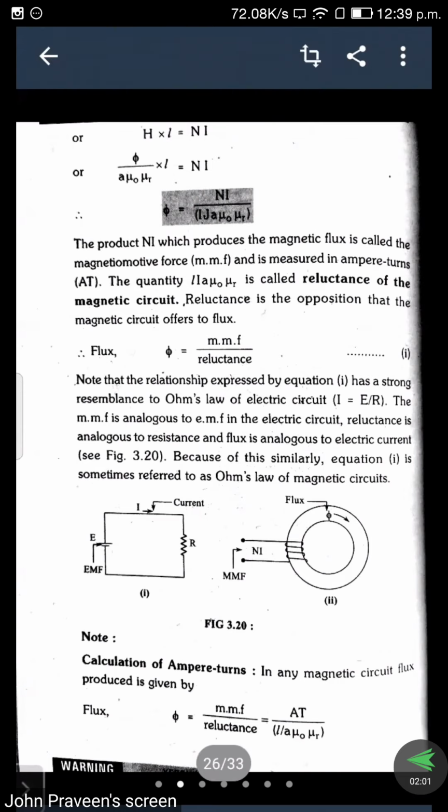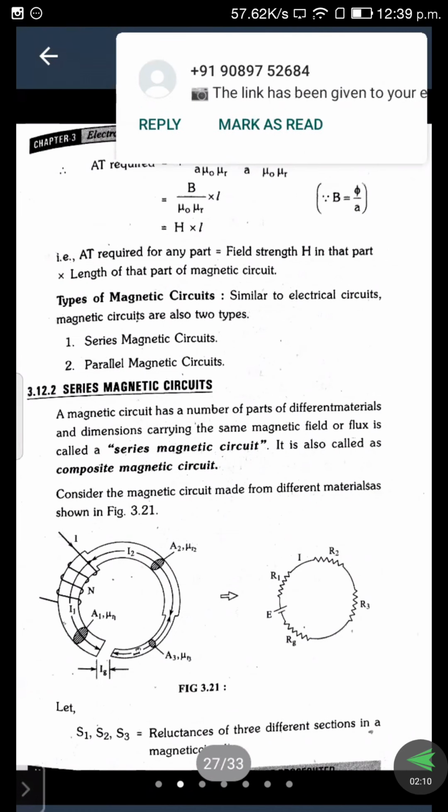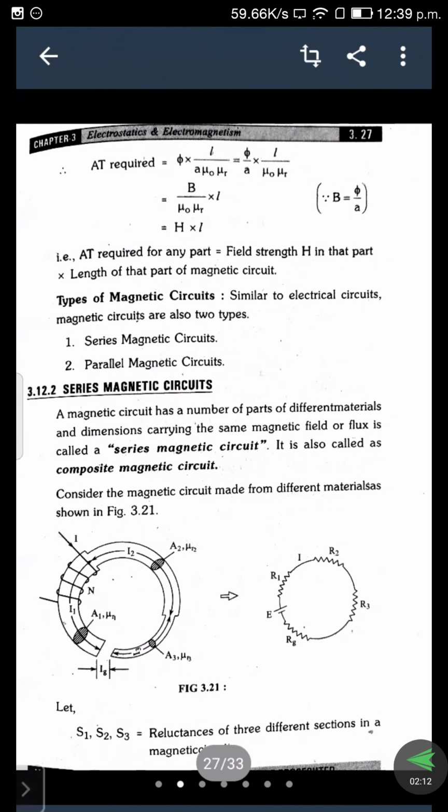So phi is equal to MMF by reluctance, that is ampere turns, phi L by A into mu naught into mu R. So in the ampere turns equation phi into L by A into mu naught into mu R, we are just separating phi by A into L by mu naught into mu R. Already we know that phi by A is B, so we get the equation B into L by mu naught into mu R. So we just separate B by mu naught into mu R.